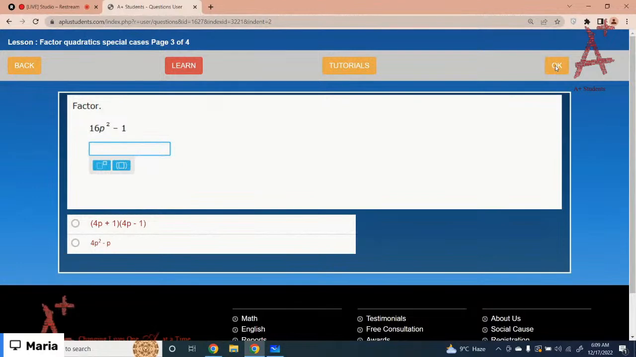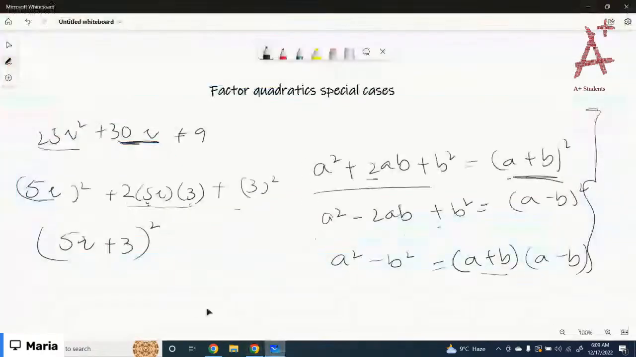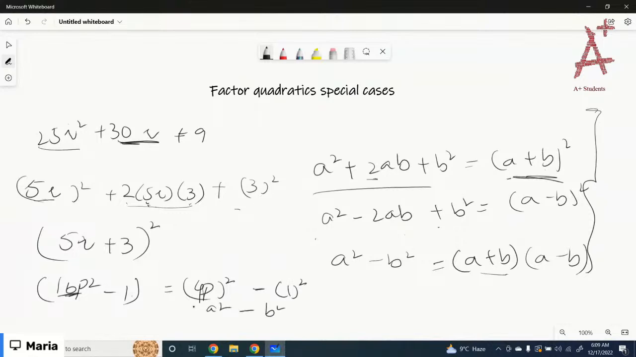Okay, the next one is 16p square subtract 1. 16p square is the square of which number? 16p square is the square of 4p, isn't it? And minus 1 is the square of 1. So it is again a square minus b square. Whenever you have something like this, you can write it as a plus b, a minus b. So you can write it as 4p minus 1 and 4p plus 1, isn't it?